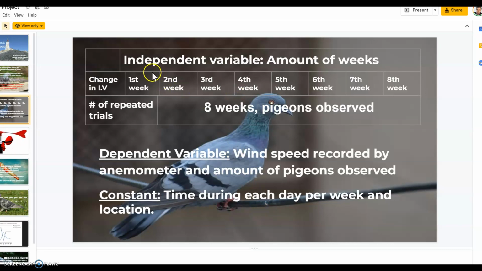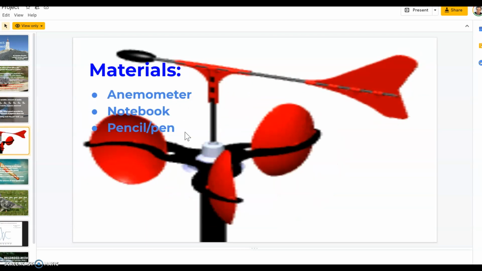And we can see by the IDD here, they have the independent variable up here. They have the number of trials down here. And this is going to be the change in the IV. Okay? So let's go on to our next one.